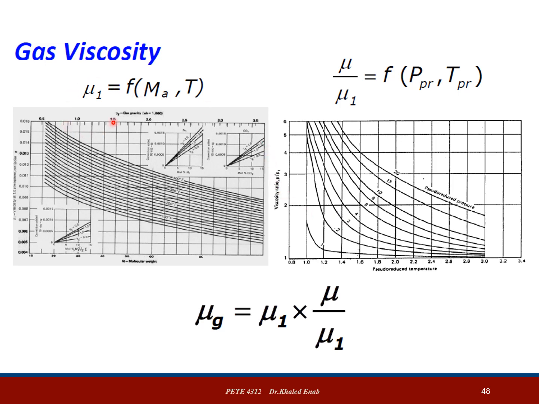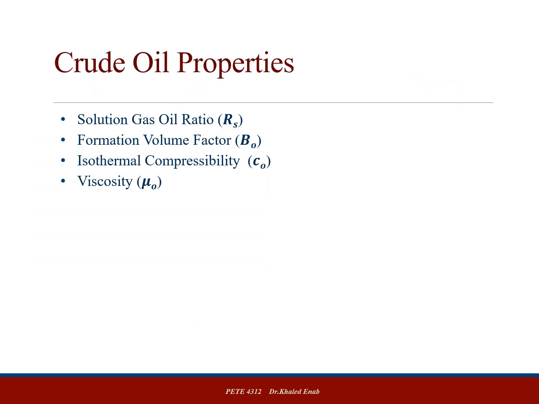Then you multiply what you get from this chart by what you have from this chart, and you will end up with the viscosity under the reservoir temperature, which is considered here from the beginning, and the reservoir pressure, which was corrected for in this chart. Those are straightforward and very simple and used till today in the oil and gas industry.